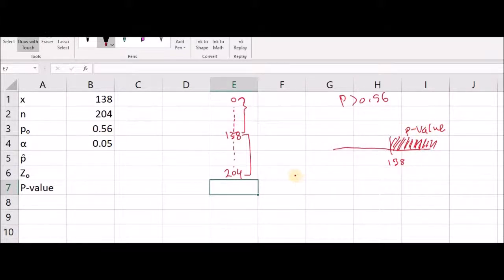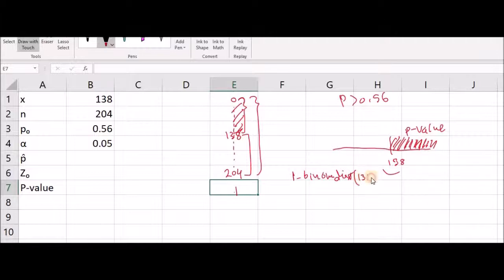So I will do 1 minus binom dot dist, and it's going to ask about x. I take it away from the 1 because if we add all of the probabilities, the answer is going to be 1. So 1 minus this piece right here will give you the rest, which is what we're looking for. But if we accumulate all of these and include the 138, that will not give us an accurate value for the p-value because we will be missing the probability of 138. That's why we're not going to start with 138.